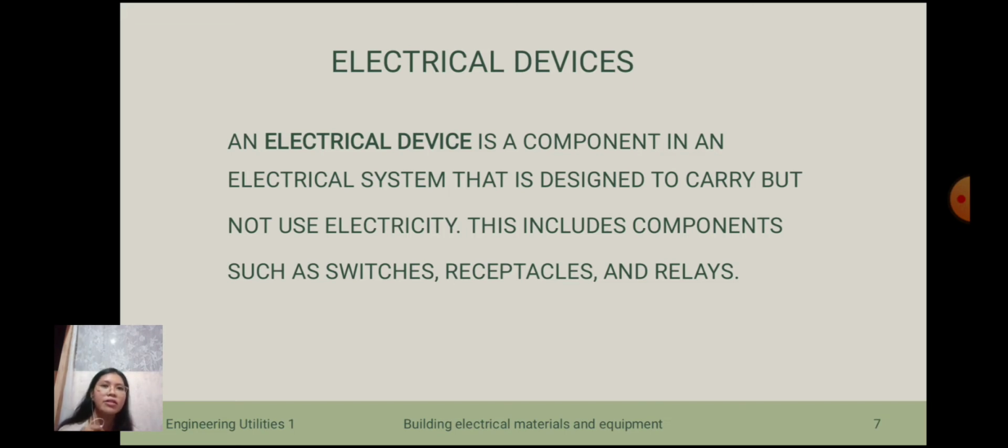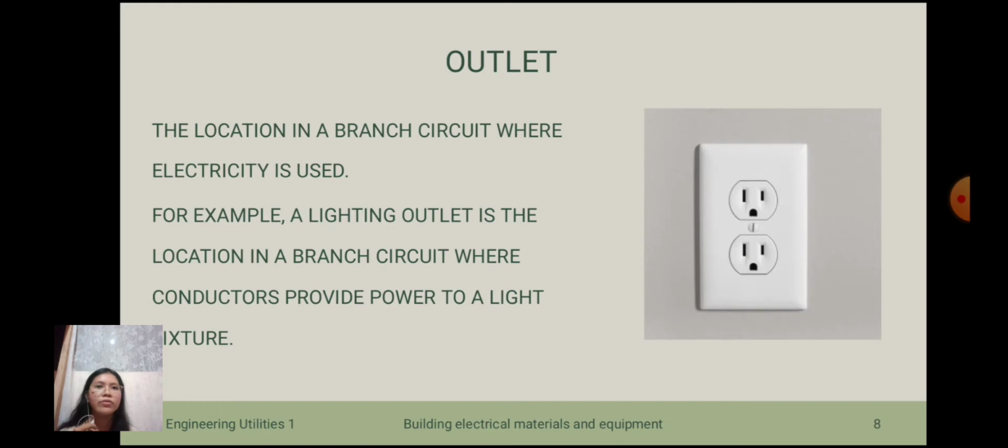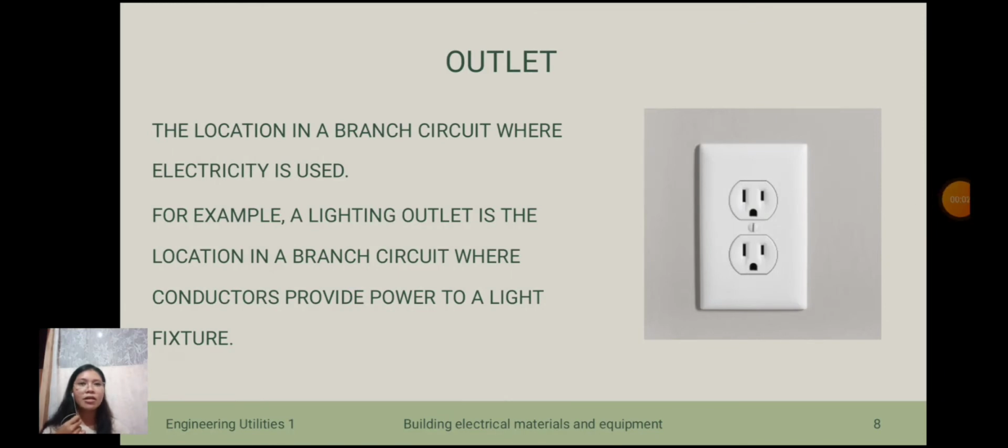Electrical devices. An electrical device is a component in an electrical system that is designed to carry but not use electricity. This includes components such as switches, receptacles, and relays. So, ito po yung mga electrical device natin, an outlet. An outlet is the location in a branch circuit where electricity is used. For example, a lighting outlet is the location in a branch circuit where conductors provide power to a light fixture. So, ito po yung example natin ng outlet, convenience outlet, where kung saan sinasaksak yung plug to produce power.